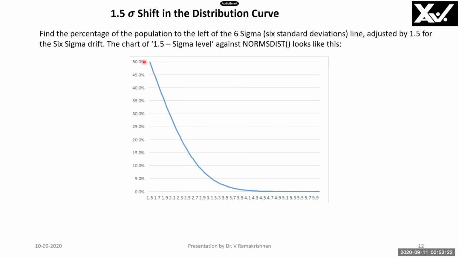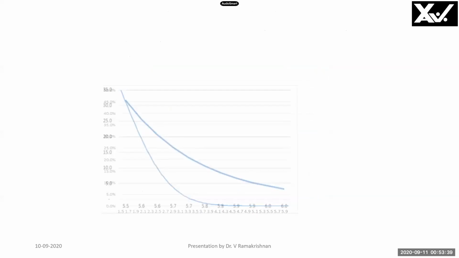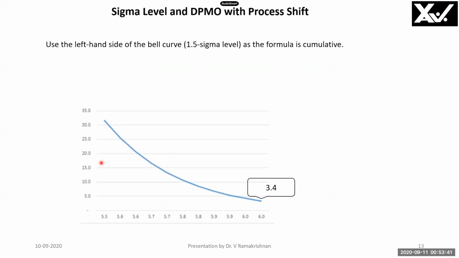Since I have shifted the curve, I know the mean will be on top of 1.5, right? On top of this. So this is nothing but half of the curve. When I say this left side of the curve, this is the left side of the curve. And I will just make it bigger, zoom it in. The area to the right gives the defects.